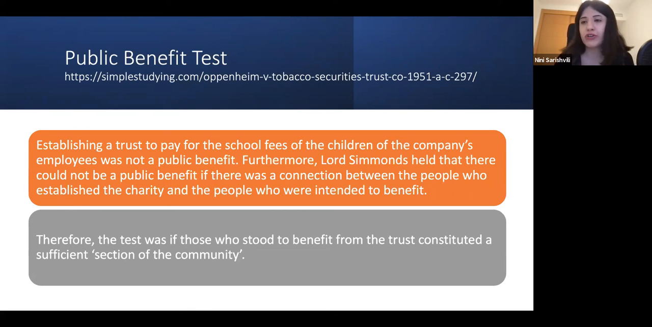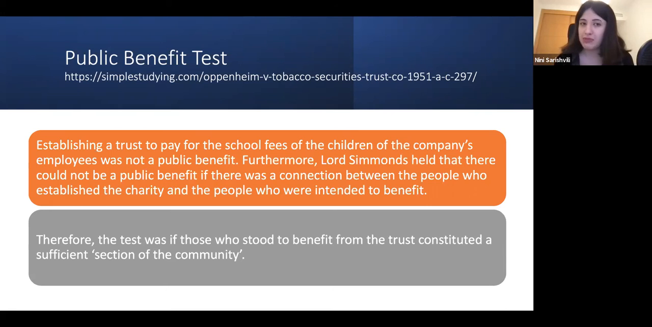So, for example, if a father wants to set up a charitable trust for their children, for their education, that is a charitable purpose, but the charitable trust will fail on the second public benefit requirement, because there's no public benefit. He's just setting up a trust for his children. There is a connection. There cannot be a connection. So that's why the charitable trust can fail.